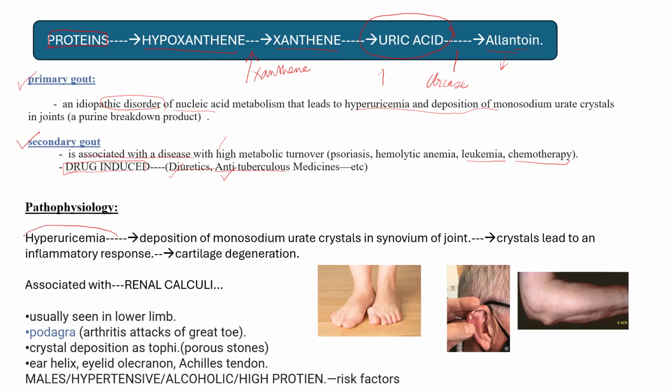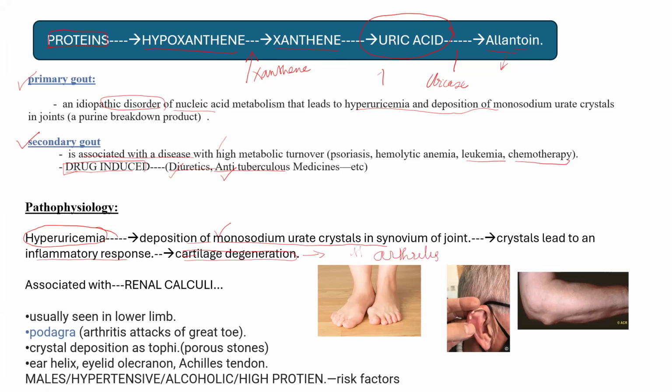So what is the pathophysiology behind gout? When there is increased production of uric acid, it results in hyperuricemia. With this hyperuricemia, monosodium urate crystals get collected in the synovial fluid. These are highly inflammatory, so they induce an inflammatory response, resulting in cartilage inflammation over a period of time. This causes cartilage degeneration, and when there is cartilage degeneration, the patient will have arthritis.